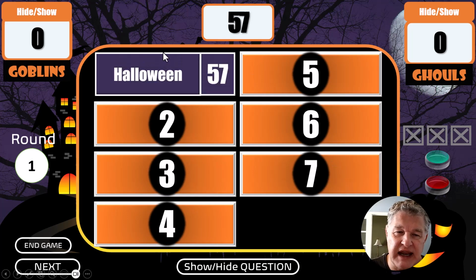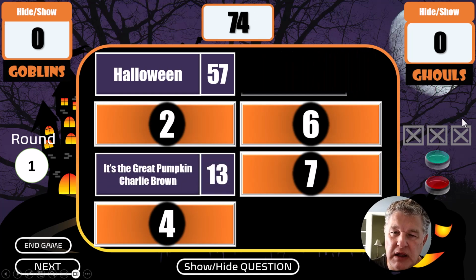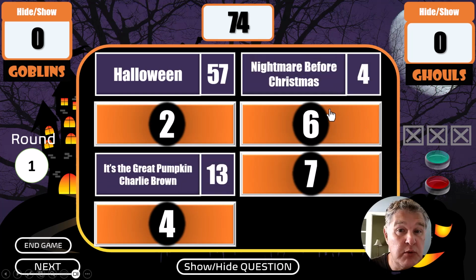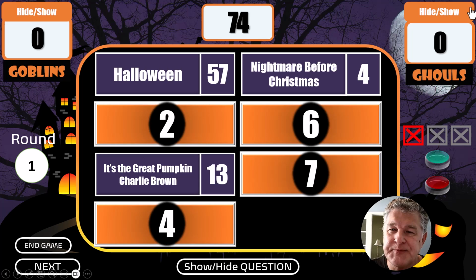And when I do that, it's going to reveal the answer and the point value, and then it'll bring the points up here to the top, so we can see how many points have been earned. And as I click on answers, you'll see that it continues to add up. Okay, and then if someone gets an answer wrong, I of course have strikes. So I click on the strike button, and I get that.